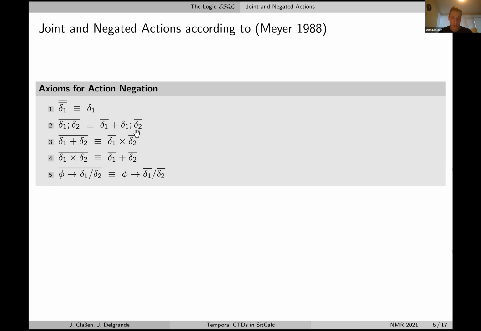And so, yeah, the second one is basically the one that we just discussed. And yeah, 3 and 4 are more or less like De Morgan's laws for programs, for actions, which kind of intuitively makes sense. We want to eliminate double negation in the usual fashion. And then the last one is basically concerned with a program that states, if phi, then delta 1, else delta 2. And the negation should basically correspond to this right-hand side here.